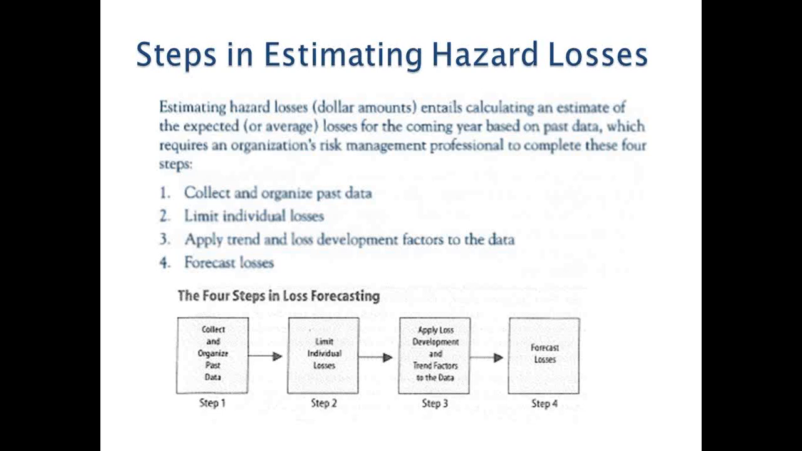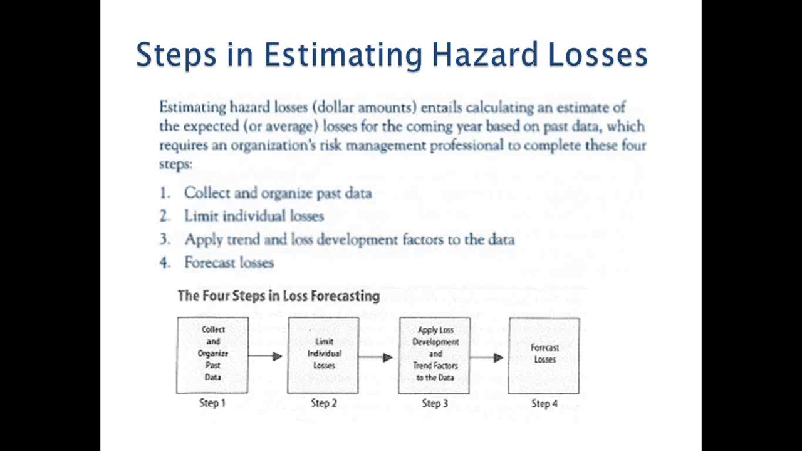So, steps in estimating hazard losses. When we talk about hazard losses, we're talking about dollar amounts. A lot of times you think hazard losses, what does that mean? We're talking dollars. It entails calculating an estimate of the expected, and when we talk about expected, that's the average. So in statistics, expected is the mean or the average. Losses for the coming year based upon past data, and it requires an organization's risk management professional to complete the 4 steps. The first one is we're going to collect data and organize past data.